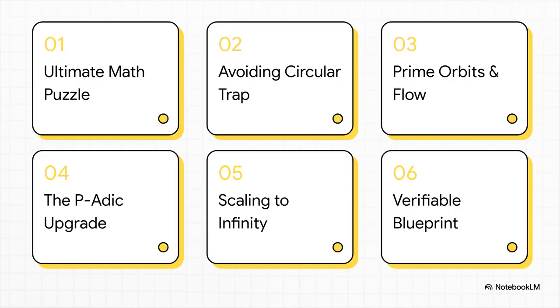So, here is our path through the math today. 1. The ultimate math puzzle. 2. Avoiding the circular trap. 3. Prime orbits and spectral flow. 4. The p-adic upgrade. 5. Scaling to infinity. And finally, 6. A verifiable blueprint. Let's get right into it.